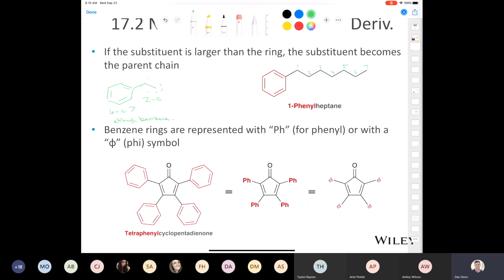5, 6, 7. We have 7 carbons in the chain, and we have 6 carbons in the ring. And 7 carbons is greater than 6 carbons. And so the aromatic ring, the benzene ring, now becomes a substituent. And when it's a substituent, we call it a phenyl.